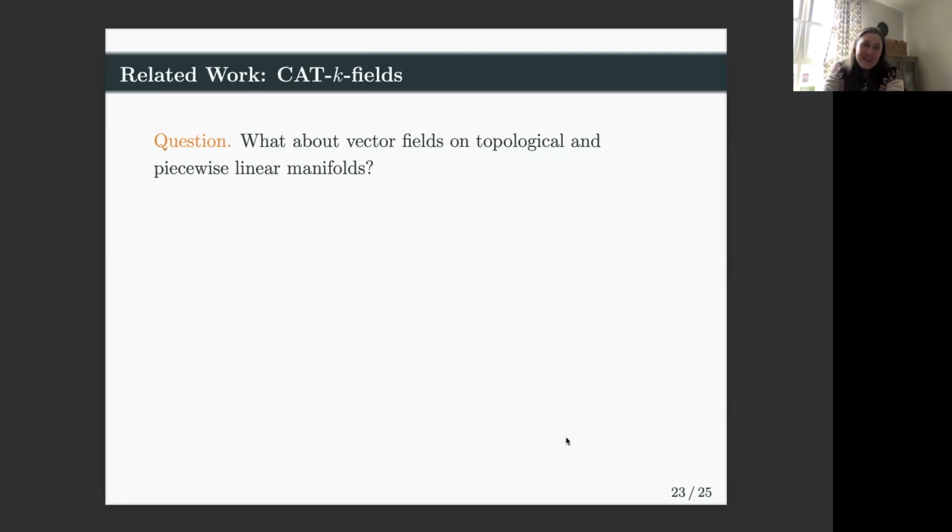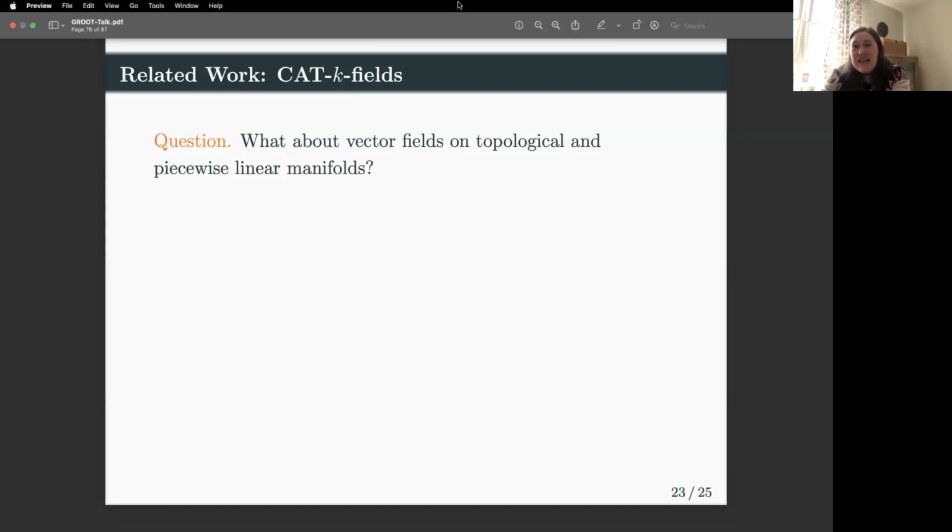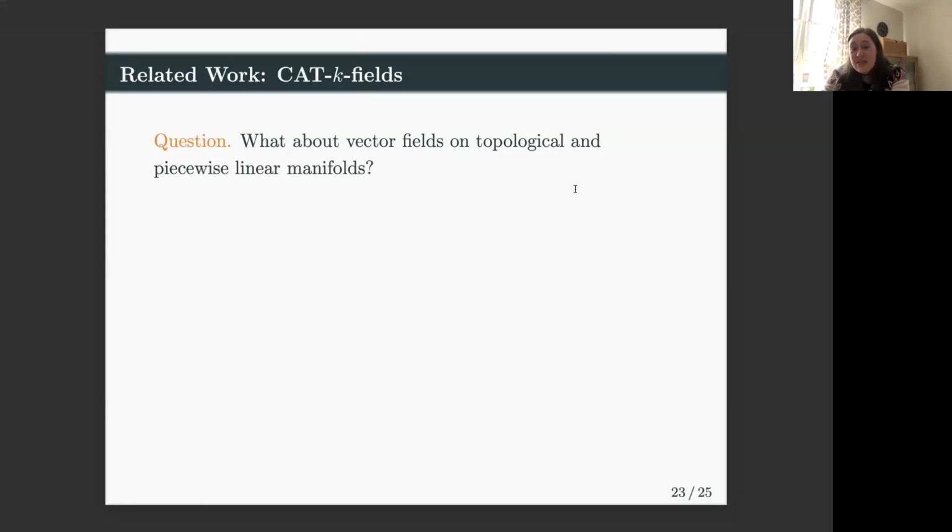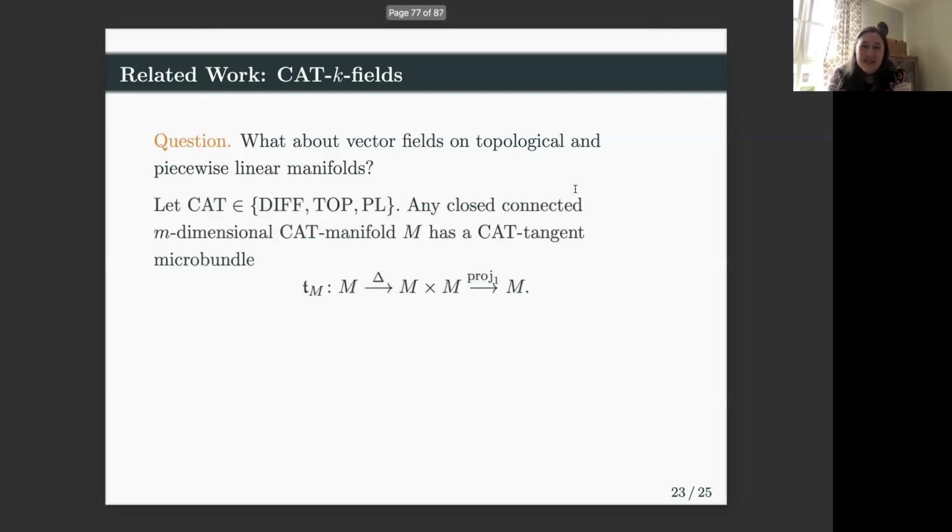Okay, last thing I want to tell you is another project that I have been working on. I'm really excited about it, and it's much closer to being finished. I'm hoping it will be on the arXiv in a couple of weeks, really. It's sort of a hard fact that not every manifold is smooth. And so you can ask if there's some kind of notion of a vector field on a topological or a piecewise linear manifold. And the answer is basically yes, kind of.